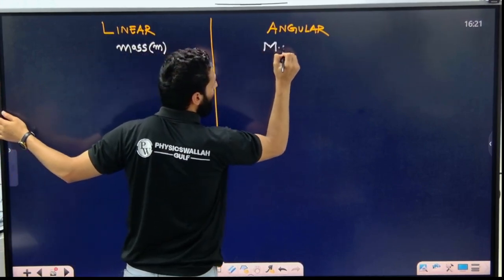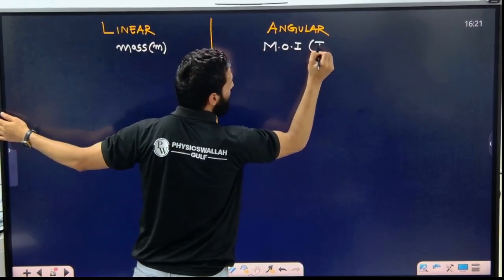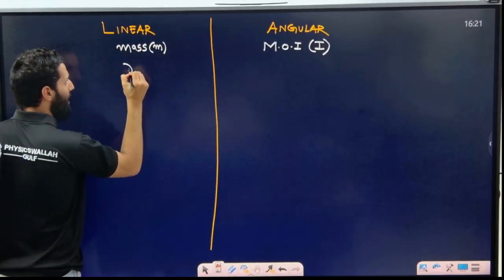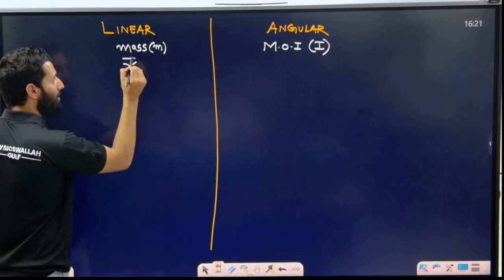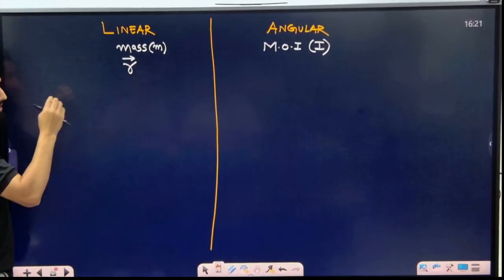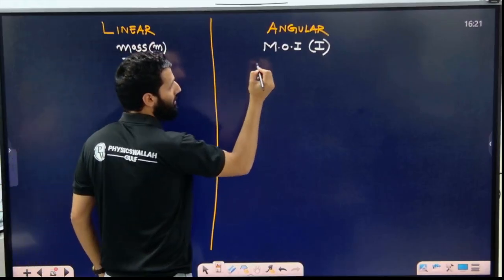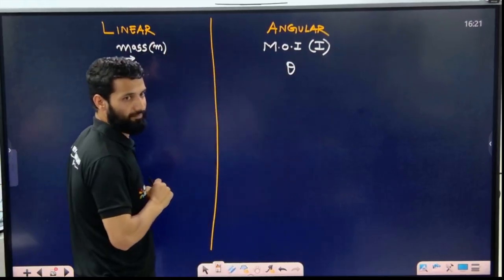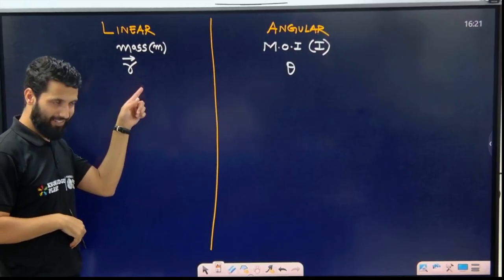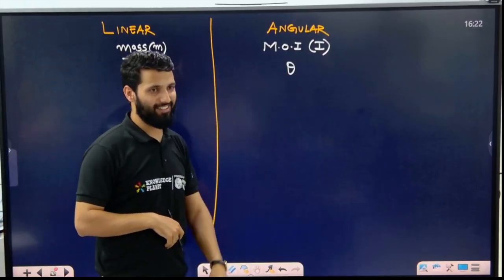Moment of inertia, that is how we denote this, I. In linear terms, what is this, the position vector or linear position? In angular terms, I will have angular position. Its unit is meters, and its unit is radians.